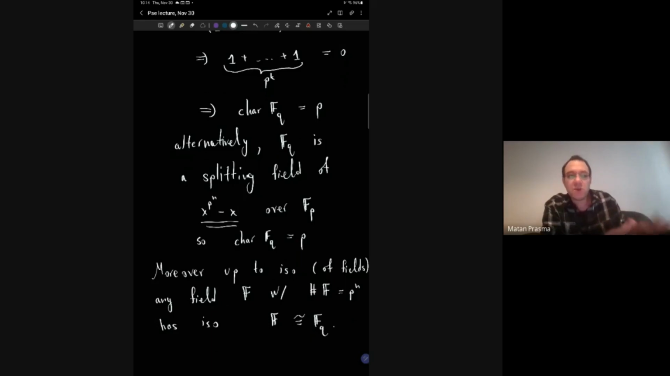So just to disambiguate what we mean, FQ is a specific construction, and possibly, of course, many situations can give rise to other fields of p to the n elements, but they will be isomorphic.